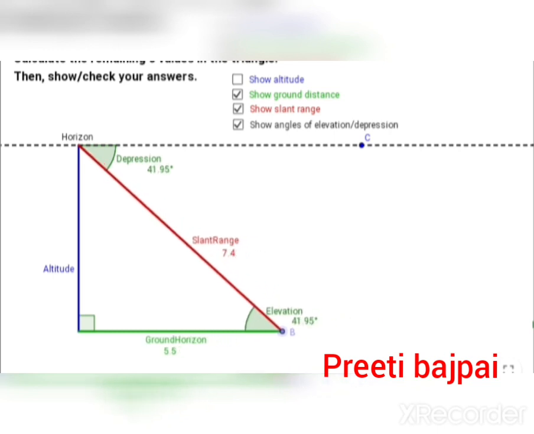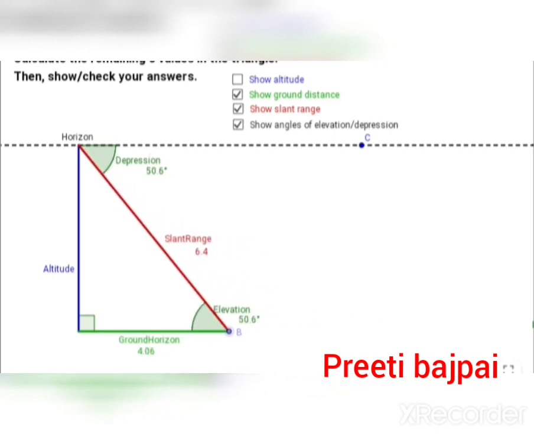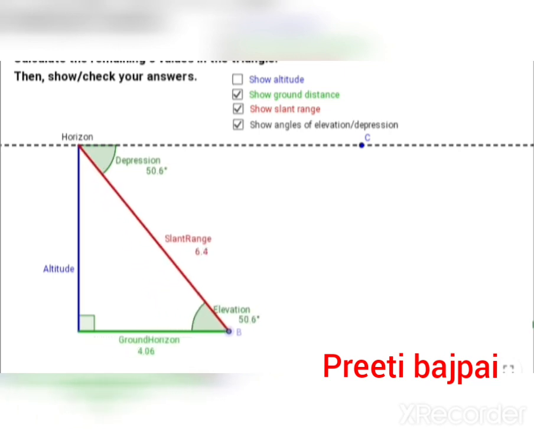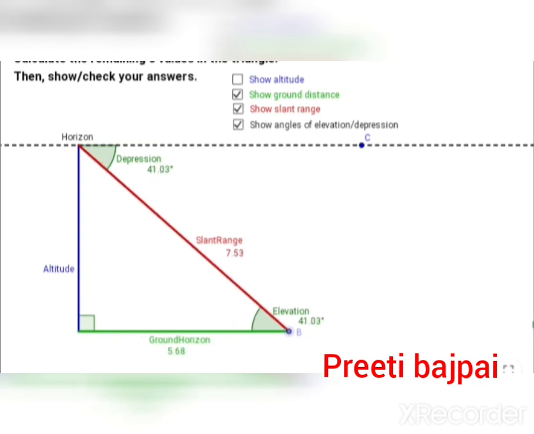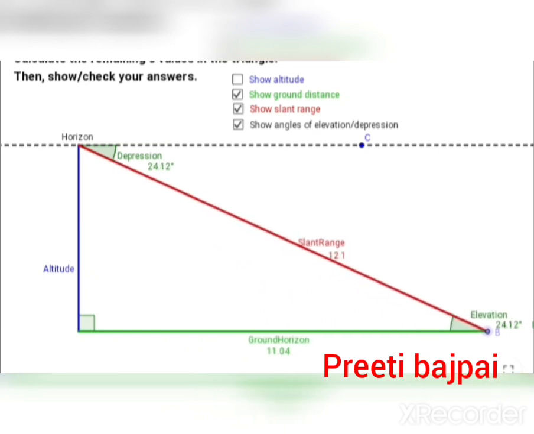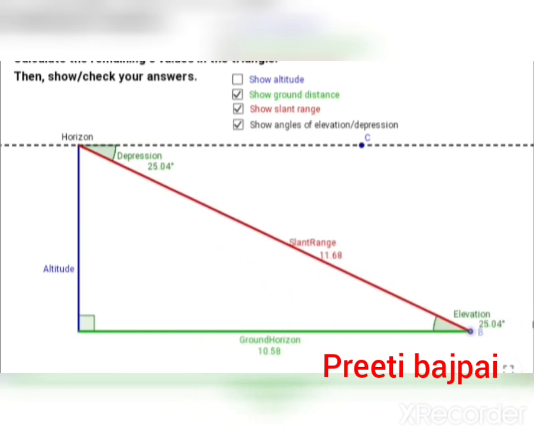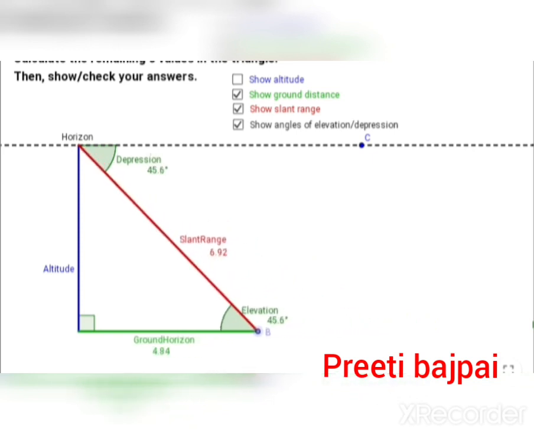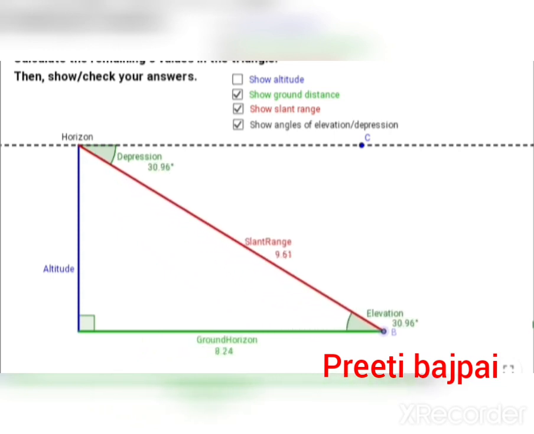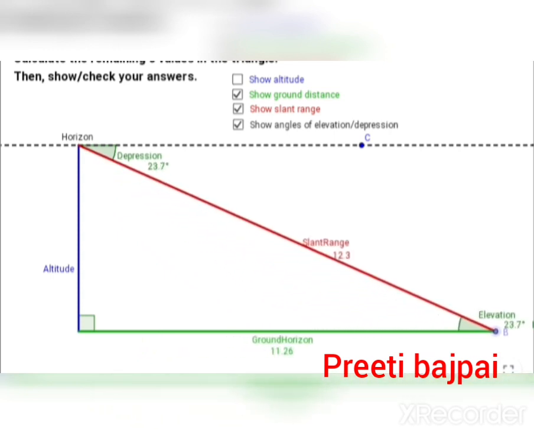In the angle of elevation and angle of depression, you can see here that as the distance is decreasing, the angle is increasing, and as the distance is increasing, the angle is decreasing. As the distance decreases, the angle increases. As the distance increases, the angle decreases. So in this way, we can understand the questions based upon heights and distances. Thank you.